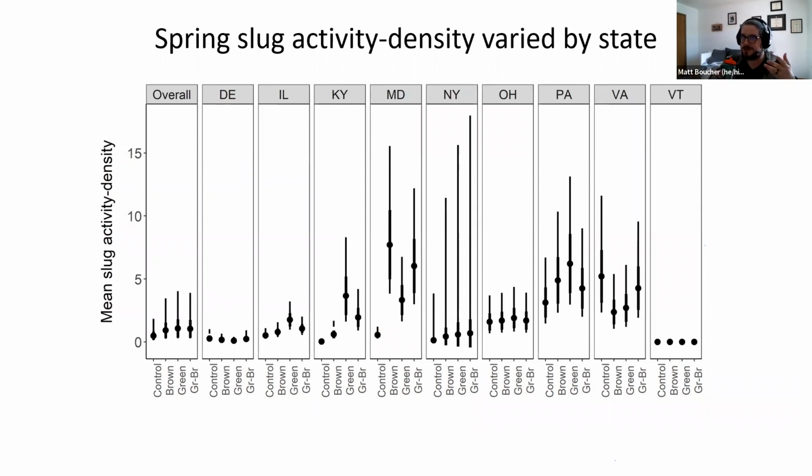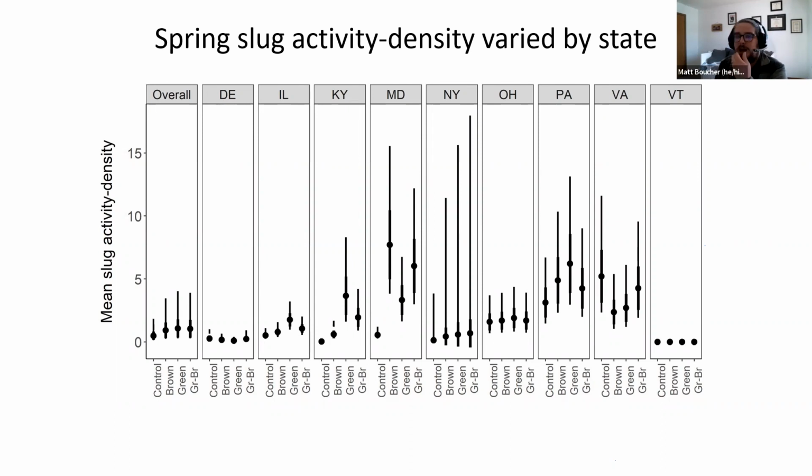So we'll start with spring slug activity density. Spring slug activity density varied by state. Some states didn't participate in the slug activity density measurements. Texas, Florida, Kansas, states like that don't really have slugs yet. We don't know if they will ever have some sort of slug pressure at any point.